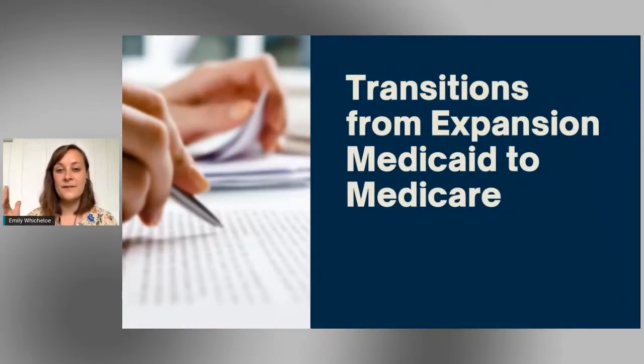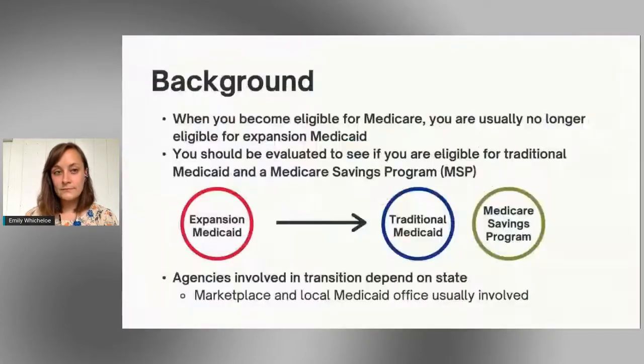So now that we have covered Medicare and Medicaid and the types of assistance programs you might qualify for when you have Medicare, we'll talk about the transition from expansion Medicaid to Medicare. So first, for a little bit of background, it's important to note that when you become eligible for Medicare, you are usually no longer eligible for expansion Medicaid. You should be evaluated to see if you are eligible for traditional Medicaid and a Medicare Savings Program, MSP. The agencies involved in this transition will depend on the state, but usually your local Medicaid office and marketplace should be involved.